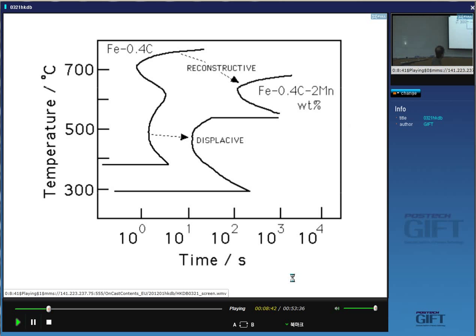Now, can anyone explain why, remembering this is a logarithmic scale here, why does manganese have a smaller effect on displacive transformations compared with reconstructive transformations? Any ideas? This is several orders of magnitude change in the kinetics compared with approximately one order of magnitude change when I've added 2 weight percent of manganese. Let me ask the question in a different way. What is the role of alloying elements? How do they work? It doesn't just apply to manganese, but everything that we add to steel.